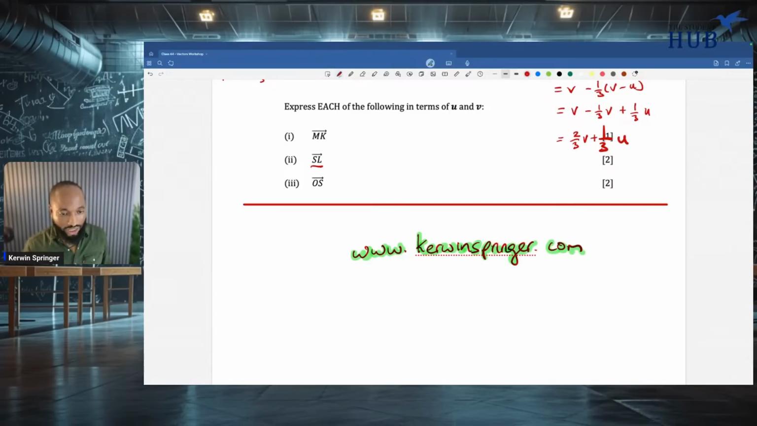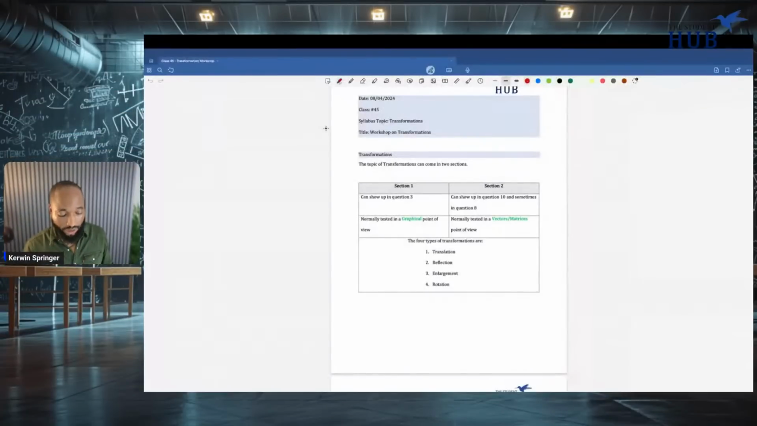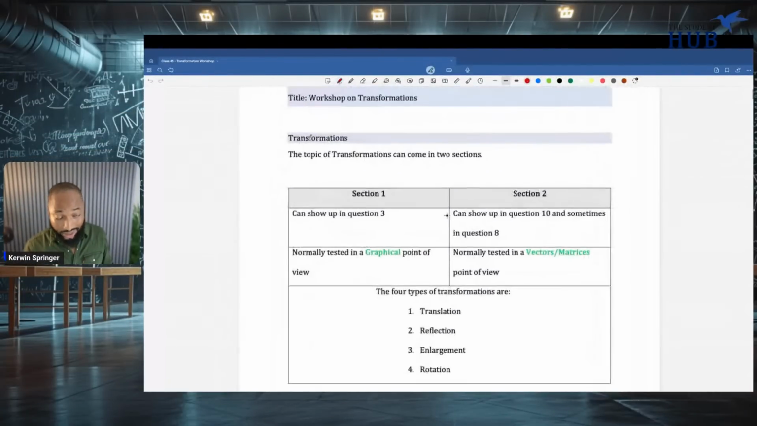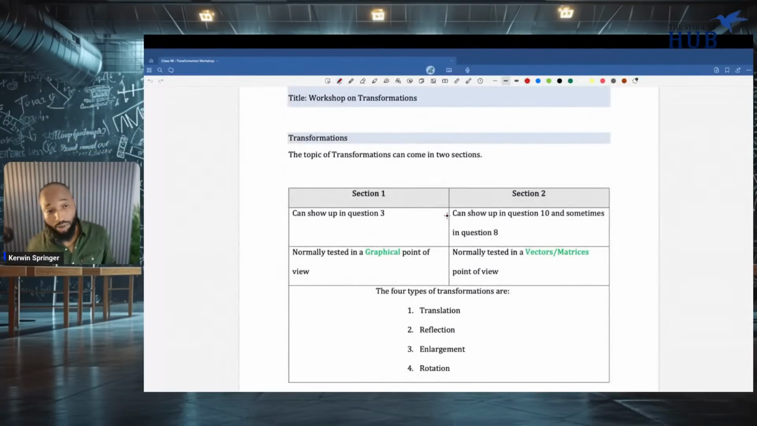Well, ladies and gentlemen, it's time for matrices. What is about to happen here is what I would say is the toughest thing for CXC. Literally the toughest thing. It doesn't get harder than this for CSEC maths, you hear what I'm saying? I'm about to teach a workshop on the hardest subject in CSEC maths.